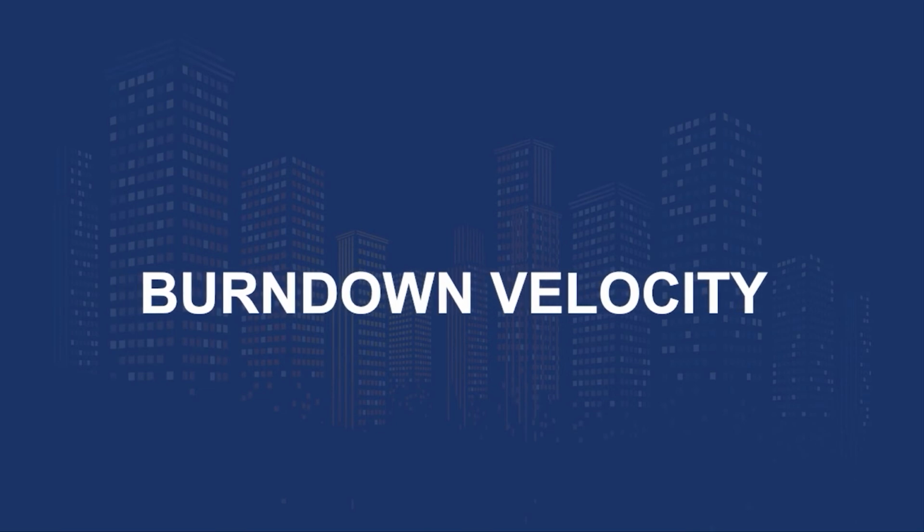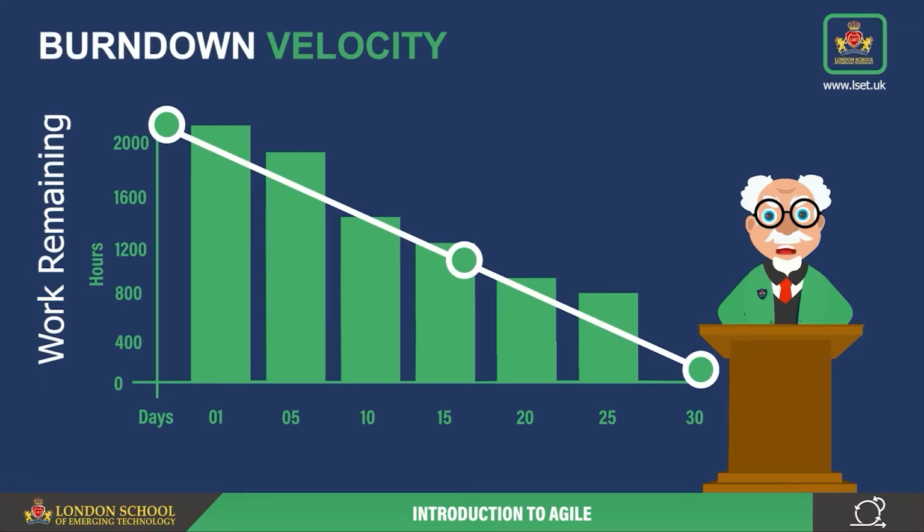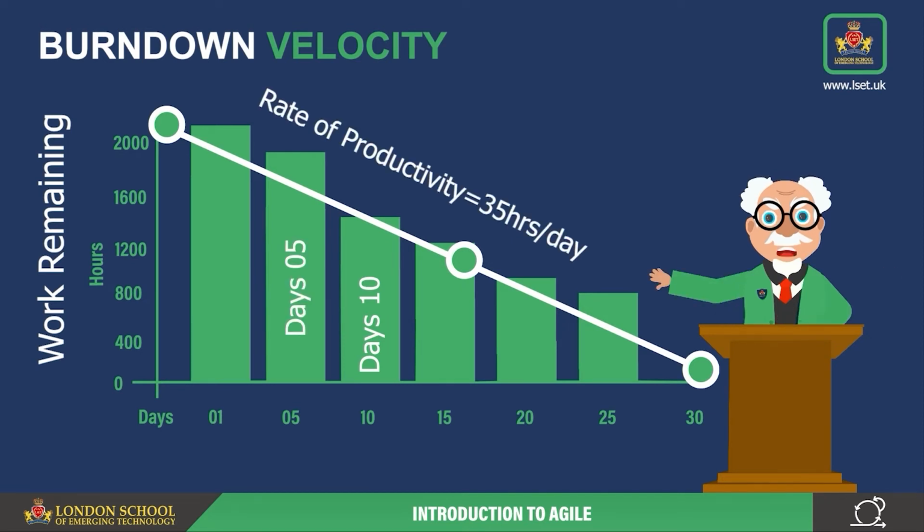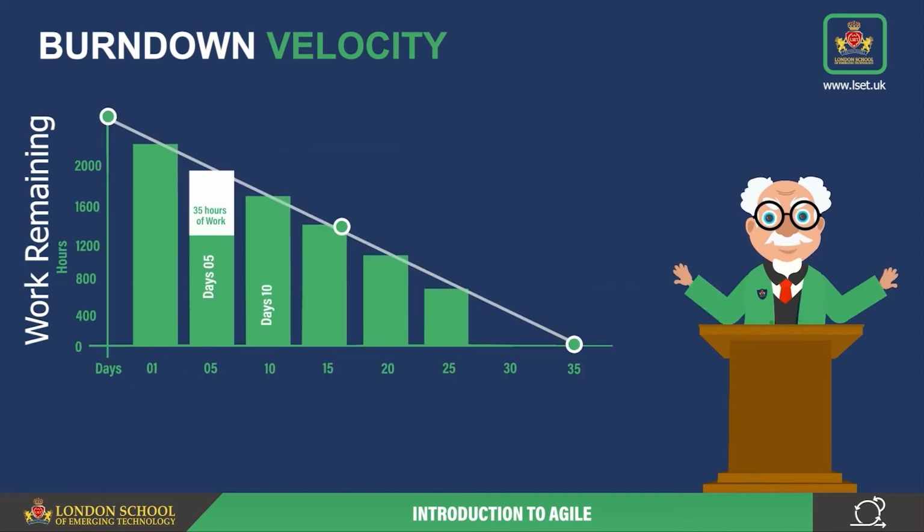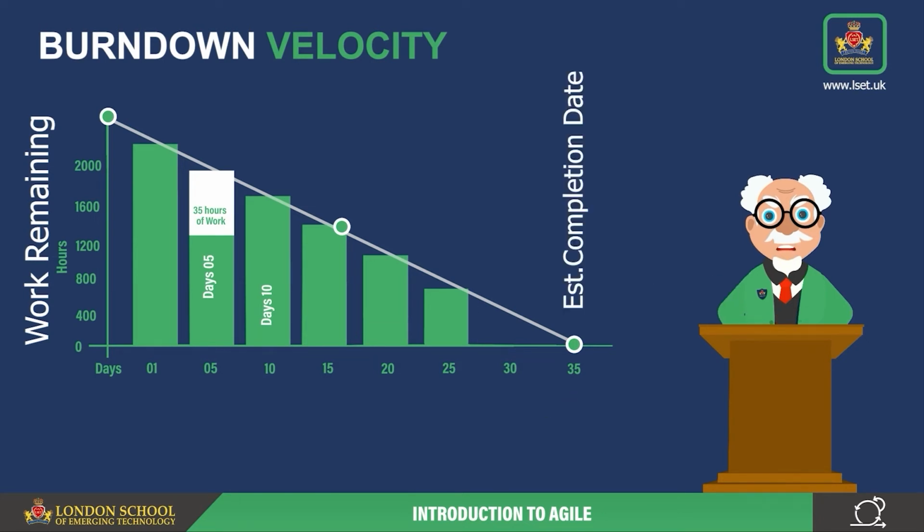Burndown velocity. The slope on the burndown chart is known as burndown velocity, the average rate of productivity each day. Let's see an example of how to predict the team's productivity on a typical day. If the team completes approximately 35 hours of work on that day, then an estimate of the sprint's completion date can be calculated by looking at the slope. It can be used to predict the entire release completion date as well, depending on how much work remains.